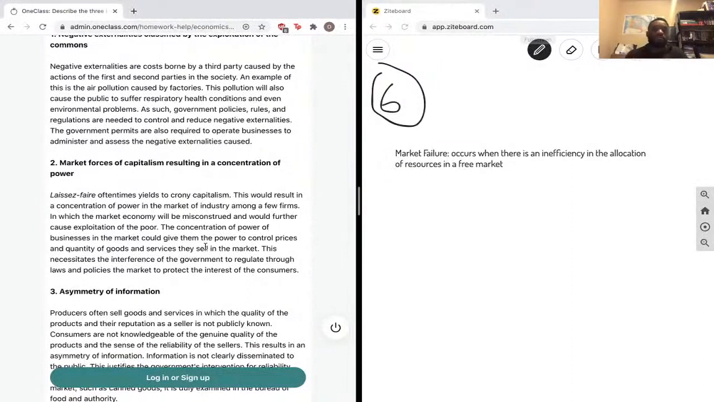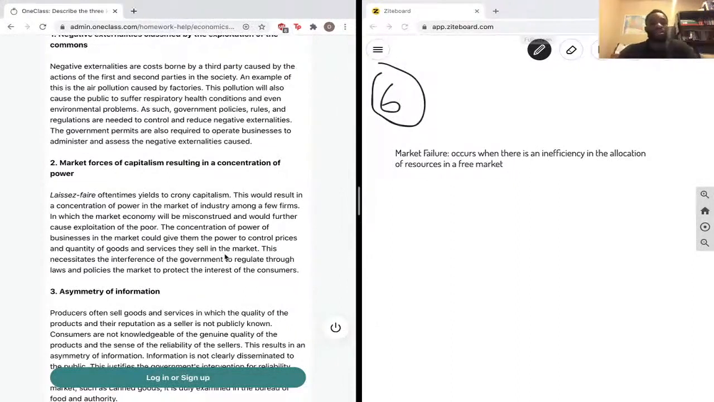Market forces of capitalism resulting in a concentration of power. Laissez-faire oftentimes yields to crony capitalism. This would result in a concentration of power in the market industry among a few firms, in which the market economy will be misconstrued and would further cause exploitation of the poor. The concentration of power of businesses in the market could give them the power to control prices and quantity of goods and services they sell in the market. This necessitates the interference of government to regulate the market through laws and policies to protect the interests of customers.